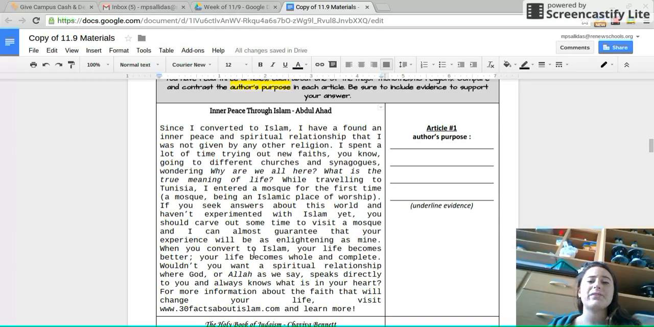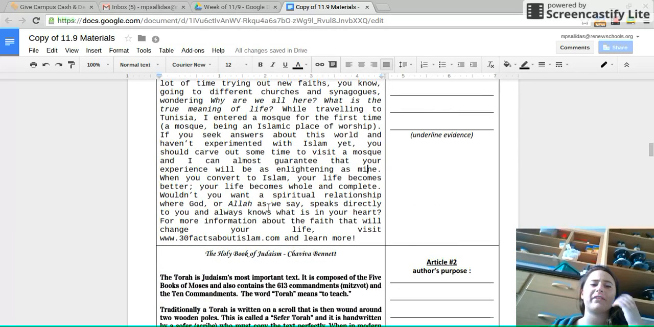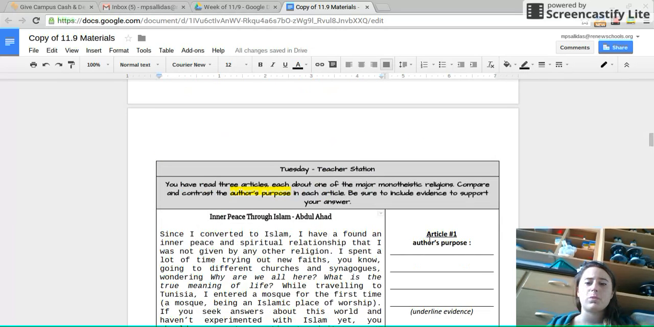When you convert to Islam, your life becomes better. Your life becomes whole and complete. Wouldn't you want a spiritual relationship where God, or Allah as we say, speaks directly to you and always knows what's in your heart? For more information about the faith that will change your life, visit www.30factsaboutislam.com and learn more.